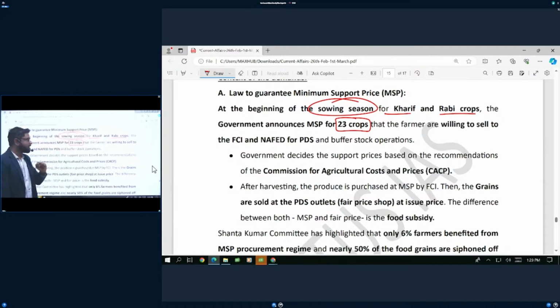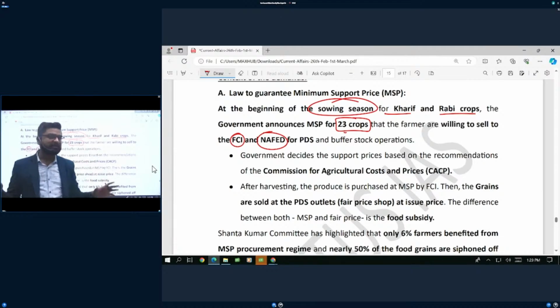ठीक है, please remember. So MSP is determined for Kharif and Rabi crops. There are 3 seasons of farming in India: Kharif, Rabi, and Zaid. 2 crops के लिए it is determined by the government. 23 crops which farmers are willing to sell to FCI and NAFED. 2 bodies हैं हमारे पास. Food Corporation of India, NAFED. Full form मुझे याद नहीं रहती कभी भी.